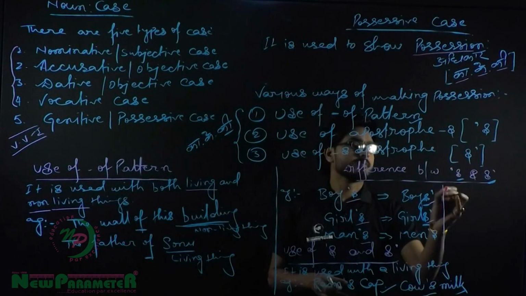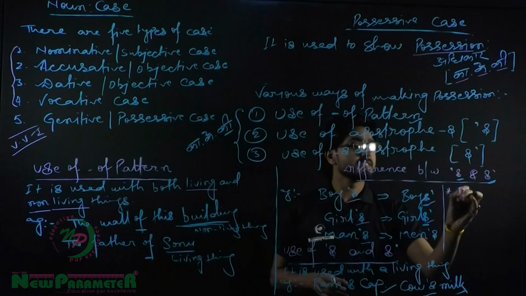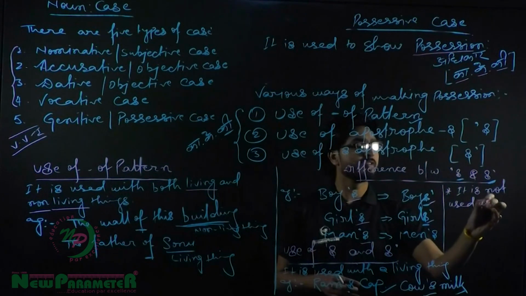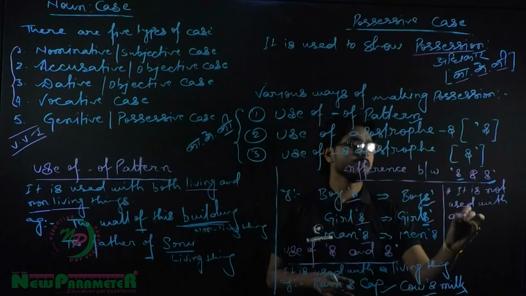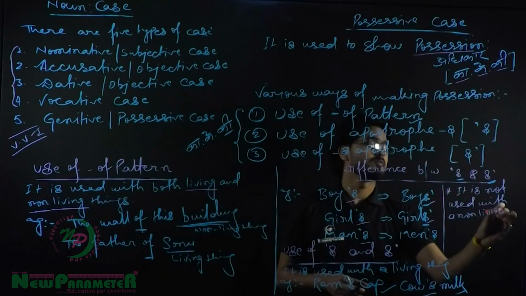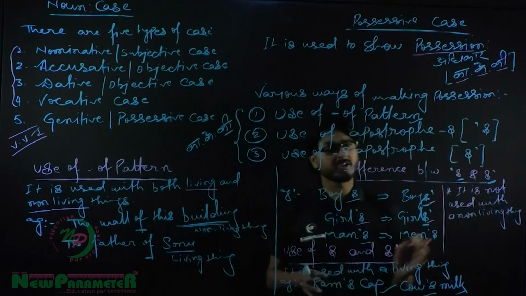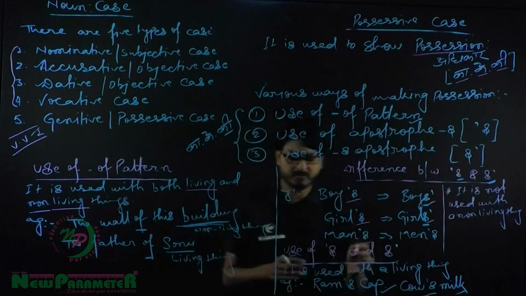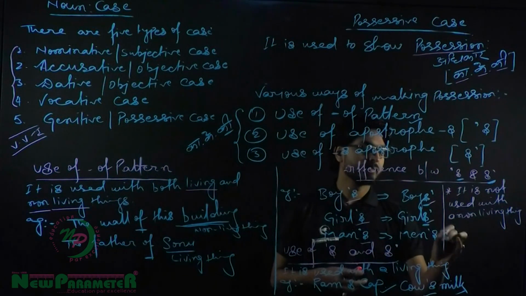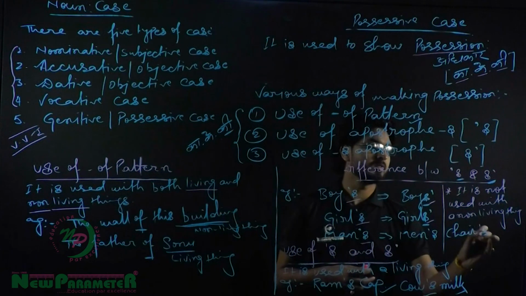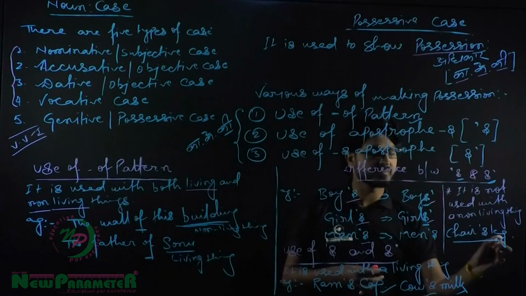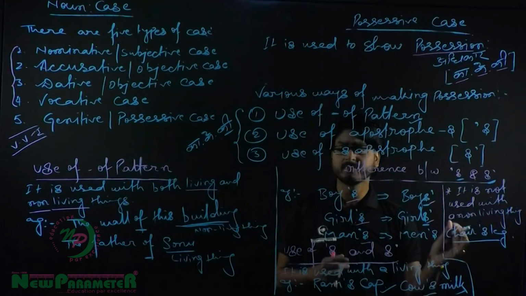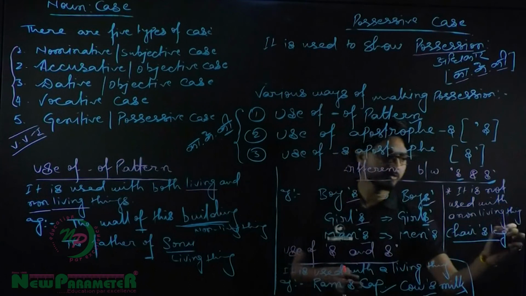But it is not used with a non-living thing. We are not allowed to use apostrophe s or s apostrophe with a non-living thing. For example, chair's leg. This question has been asked many times in your examination. See, I have used apostrophe s with chair, and we know chair is a non-living thing, so it's totally wrong.